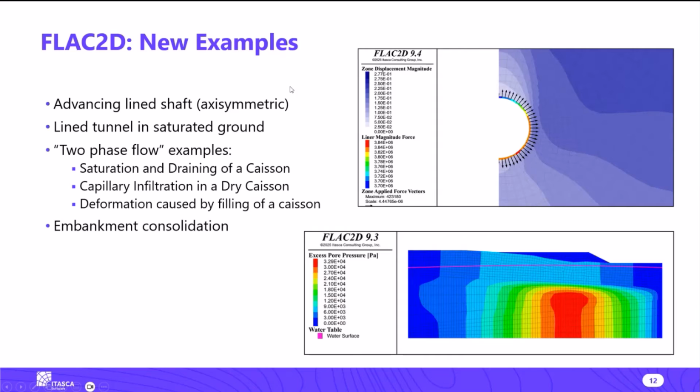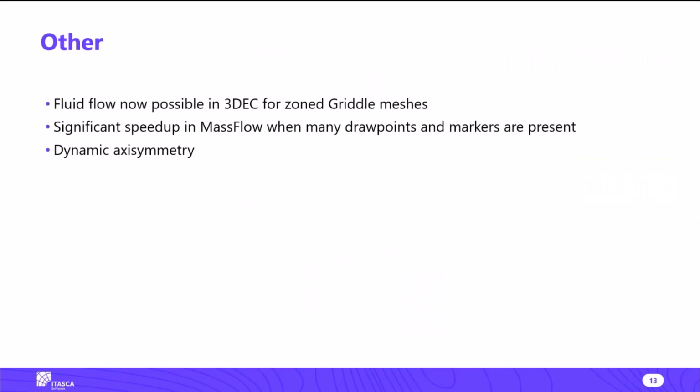So there are 3 new examples here. And I'm putting two-phase flow in quotes. It's not really two-phase flow, but we are getting the same behavior as we could do with the two-phase flow option in the old FLAC. There's an example related to axisymmetry, and then a couple of others that have something to do with fluid flow. This one, embankment consolidation, is especially useful to show you how to do these types of problems. And then just a few other little things.